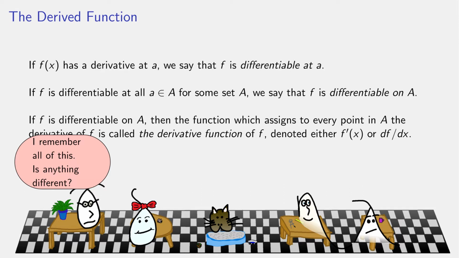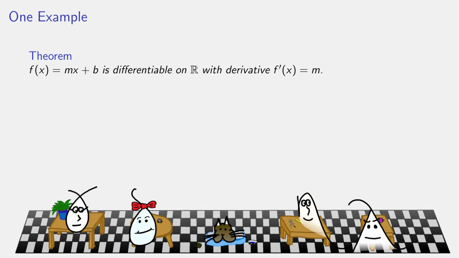Nothing is different from when you've defined it before or studied it in Calc 1. We're just making sure that we're all on board with the original definitions. So let's do an example. The function f of x equals mx plus b is differentiable on R. In other words, the derivative exists everywhere. And the derivative function is constant, and specifically it's the constant m.